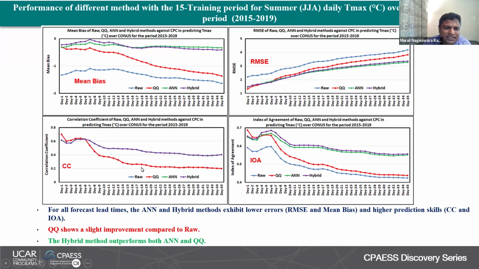Even in the correlation coefficient it can be seen. The correlation coefficient is also improved a lot, by more than 0.2 in the hybrid method and ANN as compared to the raw model. In the Quantile-Mapping method it won't change, it remains the same. In the case of the index of agreement, the Quantile-Mapping method is improved, but slightly. But for the hybrid and ANN methods, a lot of improvement is there. Even at day 35, large improvement is there. The hybrid method slightly outperforms the ANN.